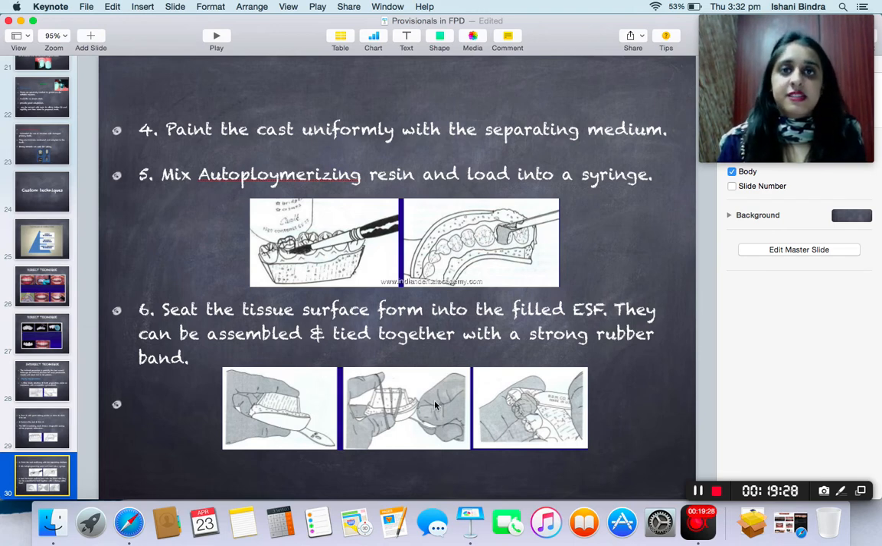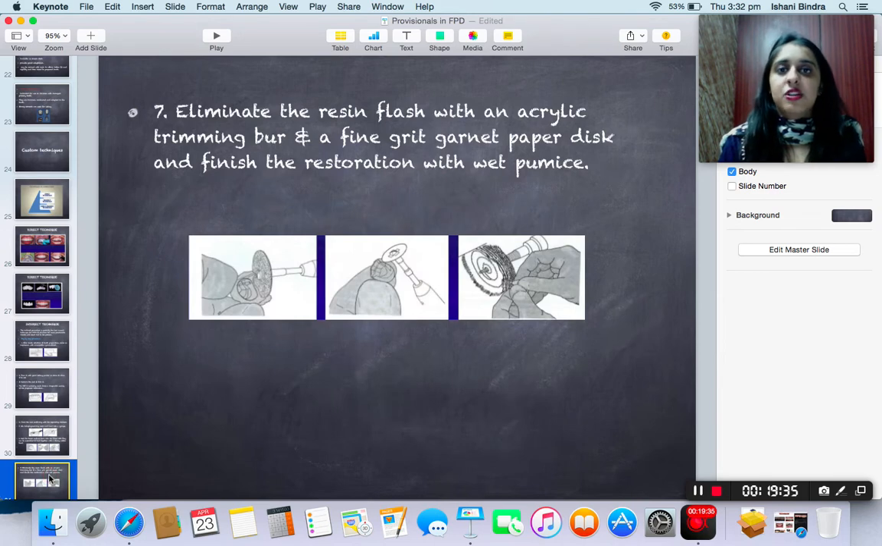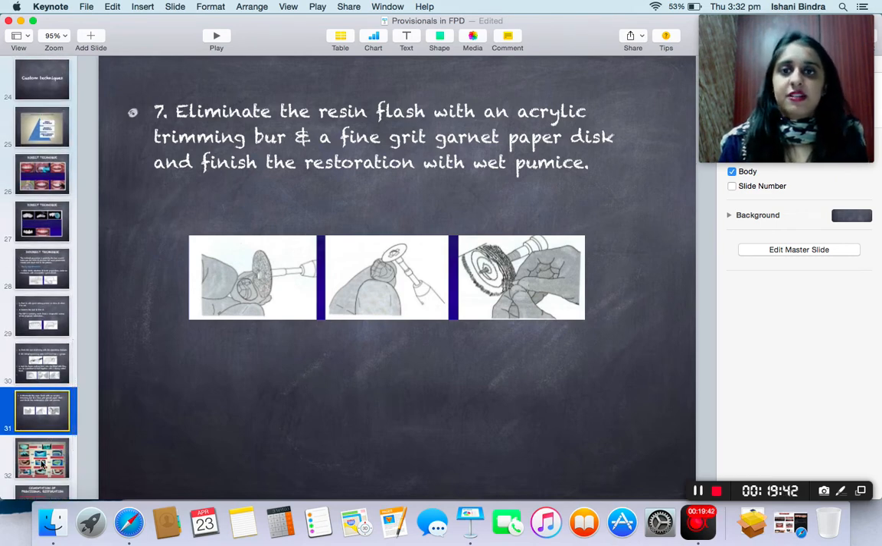After the material sets and polymerizes completely, we obtain the provisional restoration, which is again finished, polished, contoured, and checked in the patient's mouth, and then luted with the help of provisional cement. So this was all about the indirect technique.